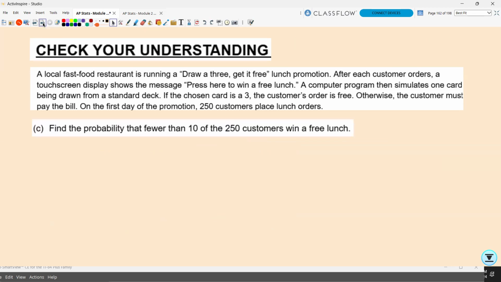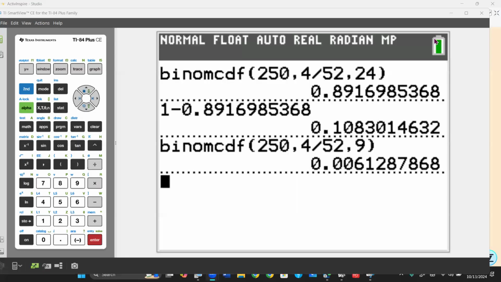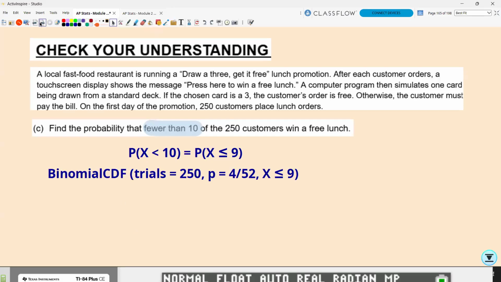Part C, find the probability that fewer than 10 of the 250 customers win a free lunch. Again, this is another CDF, fewer than 10. So that's really going to be 9 or less. So we want to think about that as less than or equal to 9. Again, use your CDF. And if I plug that into the calculator with binomcdf, I'm going to get 0.006128. That's pretty darn small. So that's your math. It should be very small, about 0.61%. Less than or equal to 9 is the same as fewer than 10.